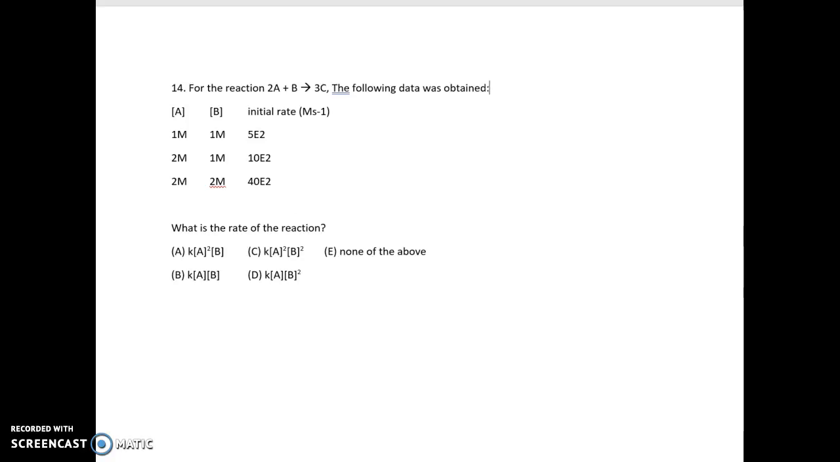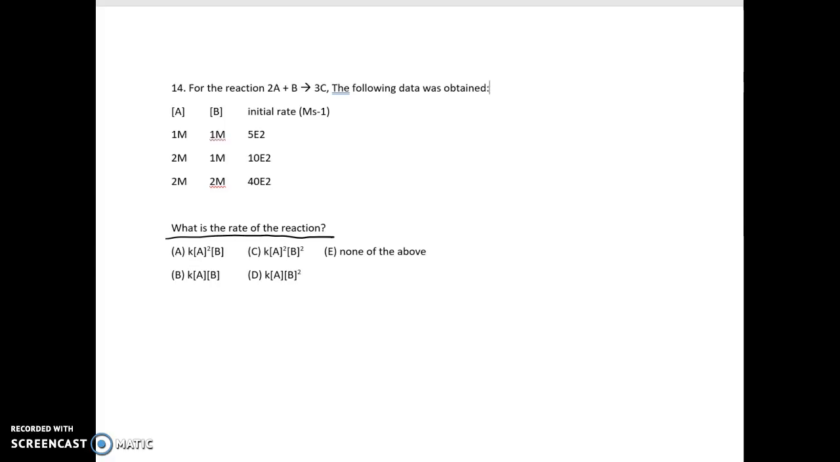For the reaction 2A plus B yields 3C, the following data was obtained. It tells us that in experiment 1, we had 1 molar concentration of A and 1 molar concentration of B, and it gave us a rate of 5 times 10 to the second. And then in the second experiment, 2 molar of A and 1 molar of B, and it gives us a rate of 10 times 10 to the second, and so on and so forth. So in order to find the rate of the reaction, which is what the question is asking us, we basically have to see the trend that is going on.